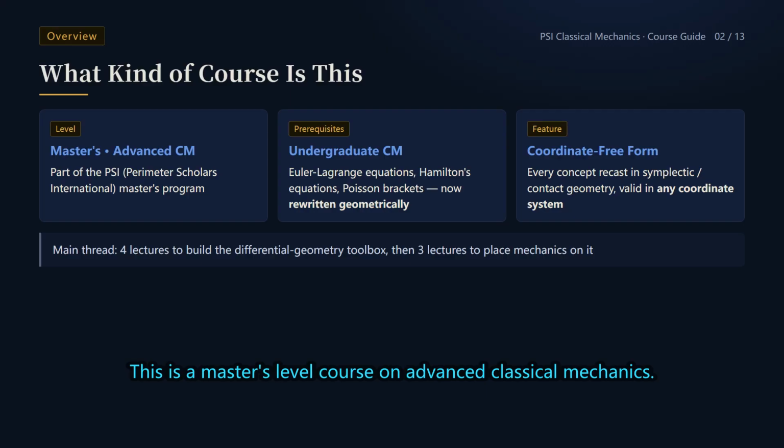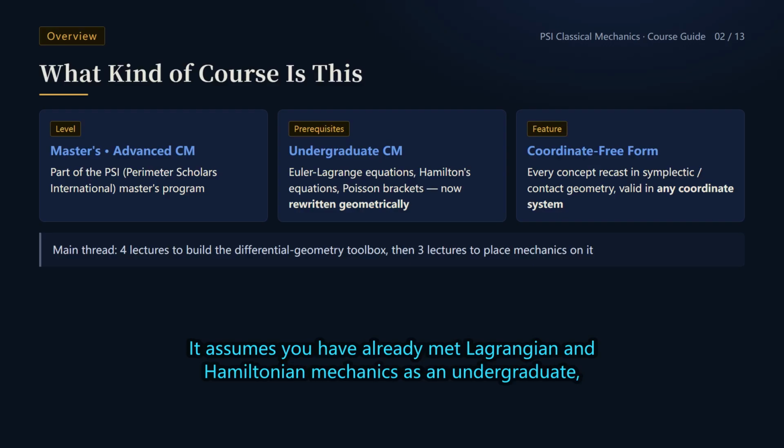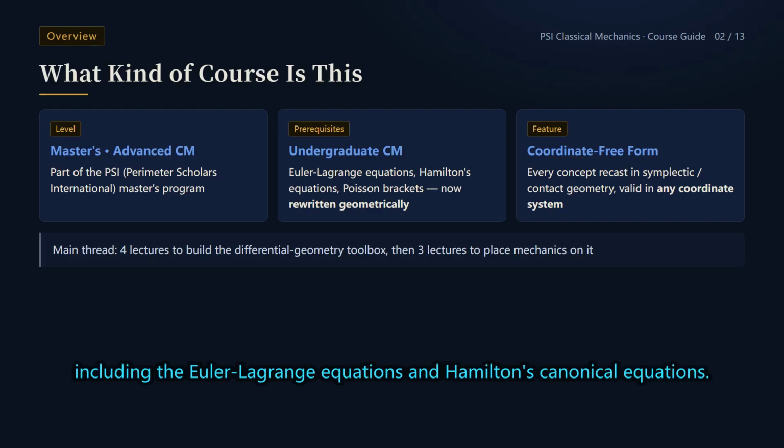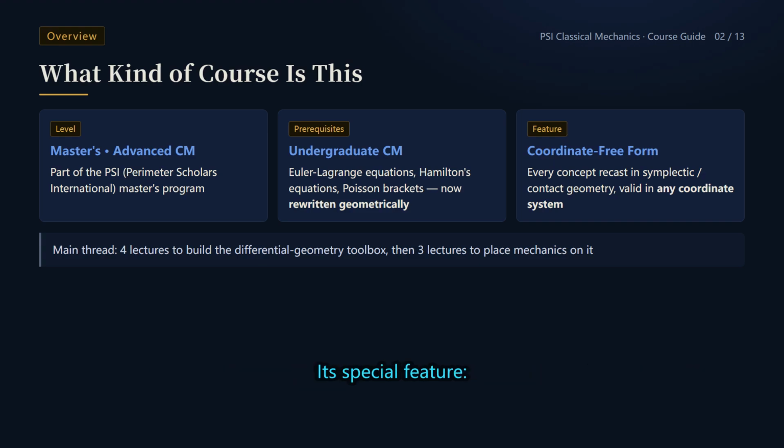This is a master's level course on advanced classical mechanics. It assumes you have already met Lagrangian and Hamiltonian mechanics as an undergraduate, including the Euler-Lagrange equations and Hamilton's canonical equations. Its special feature: everything is rewritten in a coordinate-free geometric form, valid in any coordinate system.